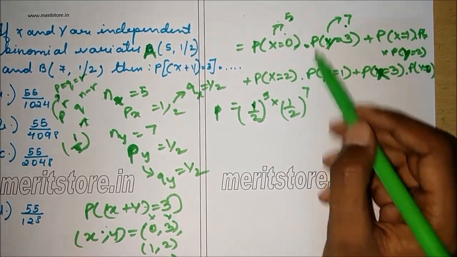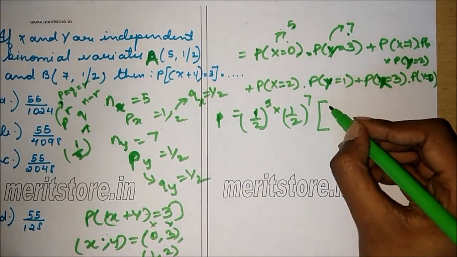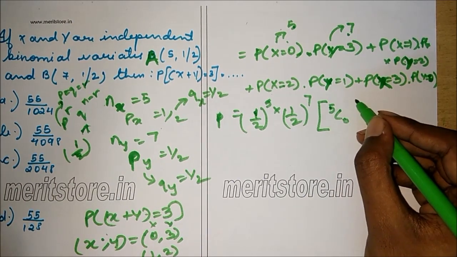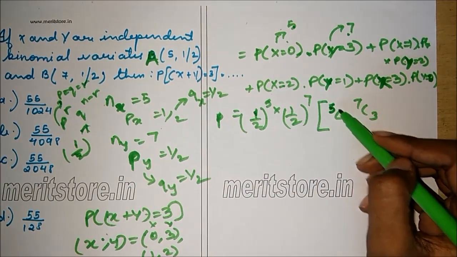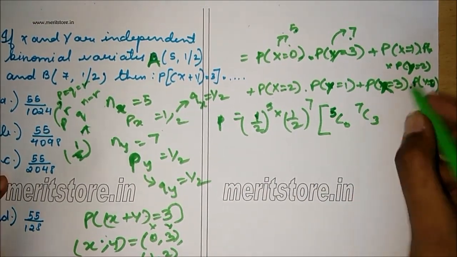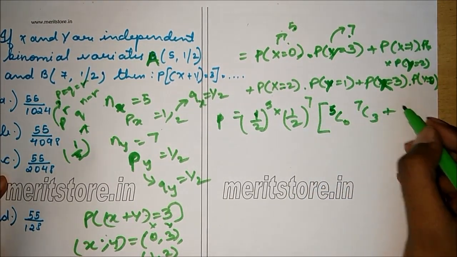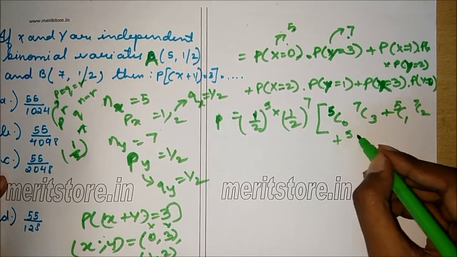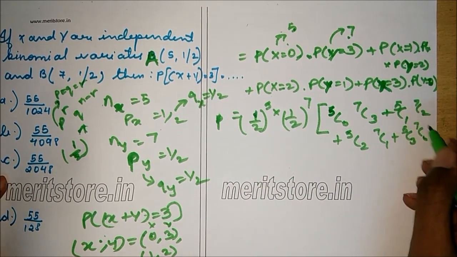We can solve it alternatively using the lengthy way. So this is 5C0, 7C3. Since for x it is 5, and for y it is 7, n is 7. So we apply the formula. So this will be 5C1, 7C2 plus 5C2, 7C1 plus 5C3, 7C0.